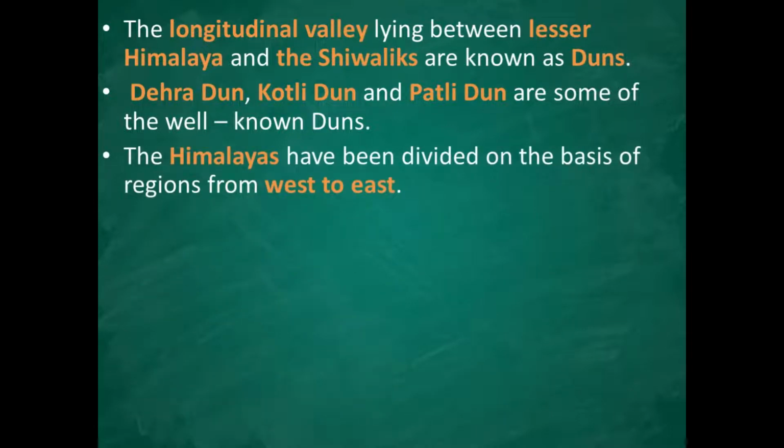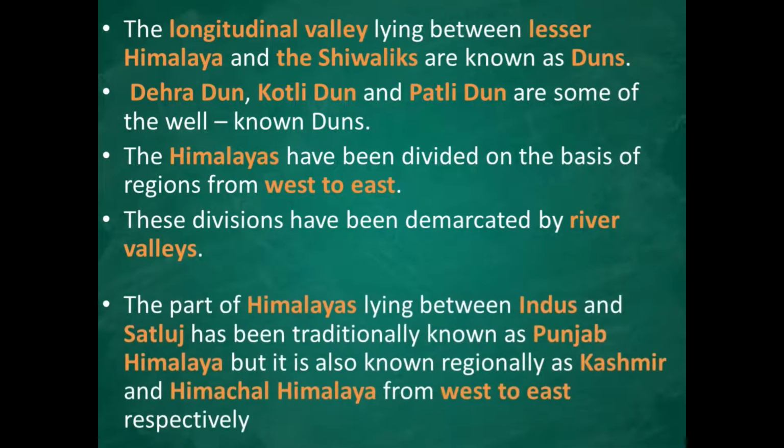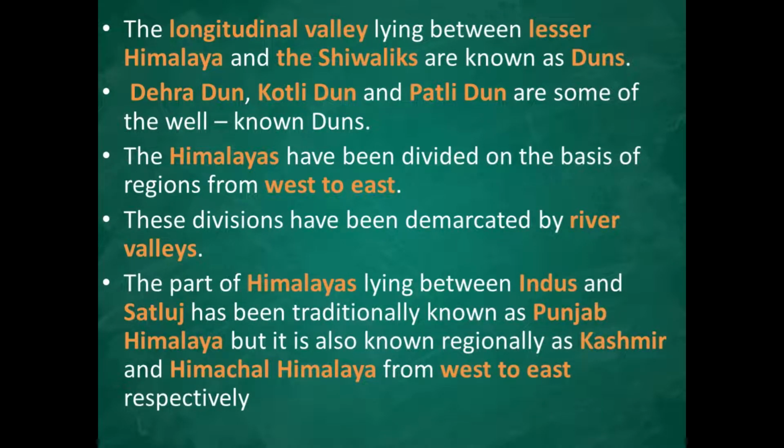The Himalayas have been divided on the basis of regions from west to east. These divisions have been demarcated by river valleys. The part of Himalayas lying between Indus and Satluj has been traditionally known as Punjab Himalayas, but it is also known regionally as Kashmir and Himachal Himalaya from west to east respectively.